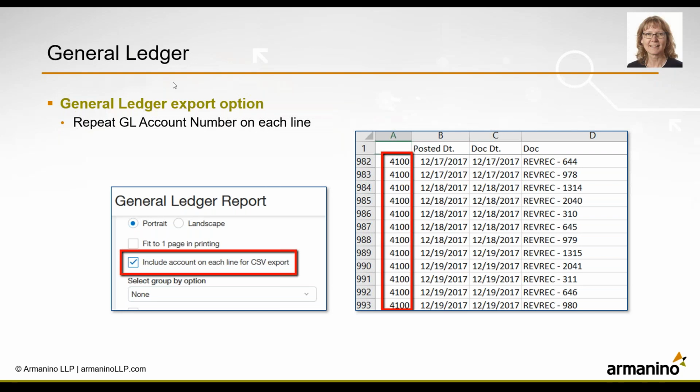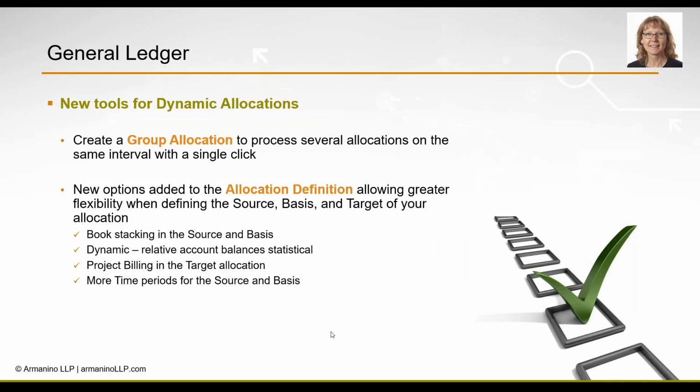There's a little checkbox. If you scroll down on the General Ledger report, about three-quarters of the way, you'll see that little checkbox to include the account on each line. And then, of course, when you export a CSV, it'll be there. You will not see this account number if you preview the report, even though you have it checked. So it's only visible once you actually export to Excel. I know many of you on the call are going to be using that new feature.